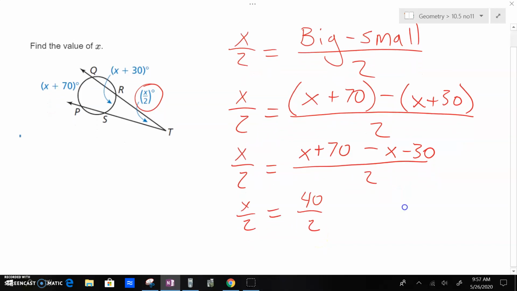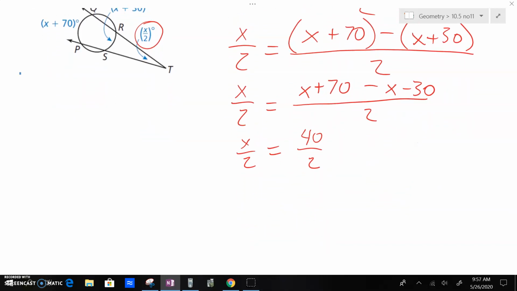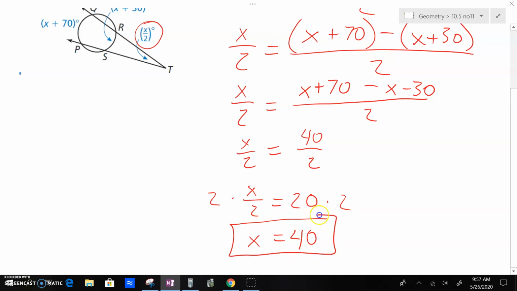A couple ways algebraically we can solve this, but I'm just going to do 40 divided by 2, and that's 20. And then I'm going to multiply both sides by 2 to get x all by itself. And 20 times 2 is 40. And our x value then for this problem is 40, and there's nothing more we need to do with it.